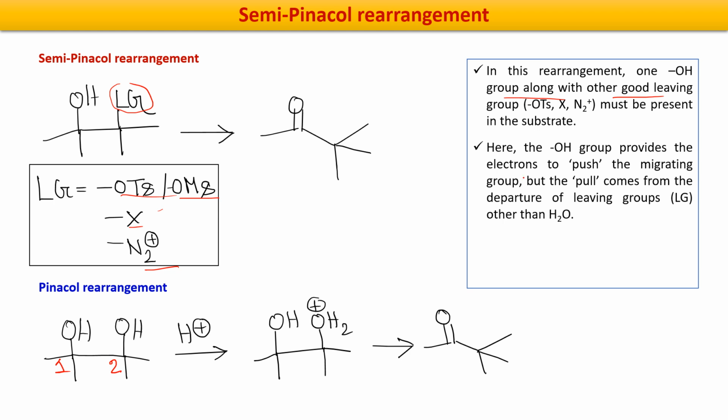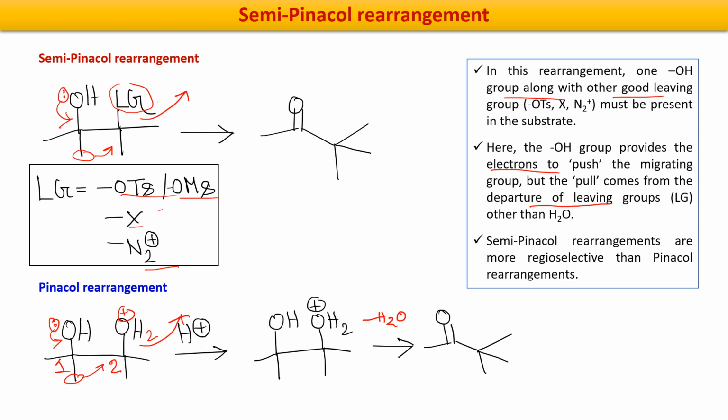Here the OH group provides the electrons to push the migrating group. That factor is common in both cases. It is just pushing one of the migrating groups like this, which you have already seen in normal Pinacol rearrangement. But the pull comes from the departure of the leaving group, which depends on the different types of leaving group, in the case of semi-Pinacol. When it is normal Pinacol, this OH is converted to OH2 plus in the presence of H plus, and now it is removed. So that is the difference between these two. In both cases there is push and pull, but the pull comes from the departure of the leaving group in semi-Pinacol, whereas in normal Pinacol it is water.